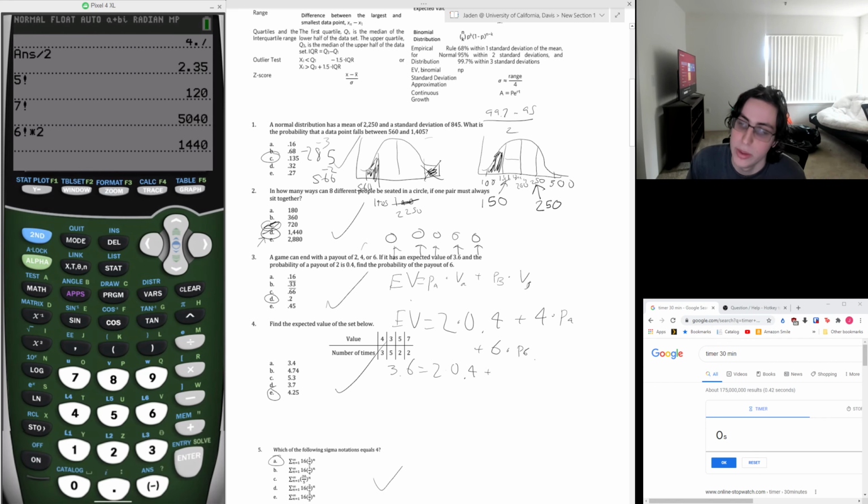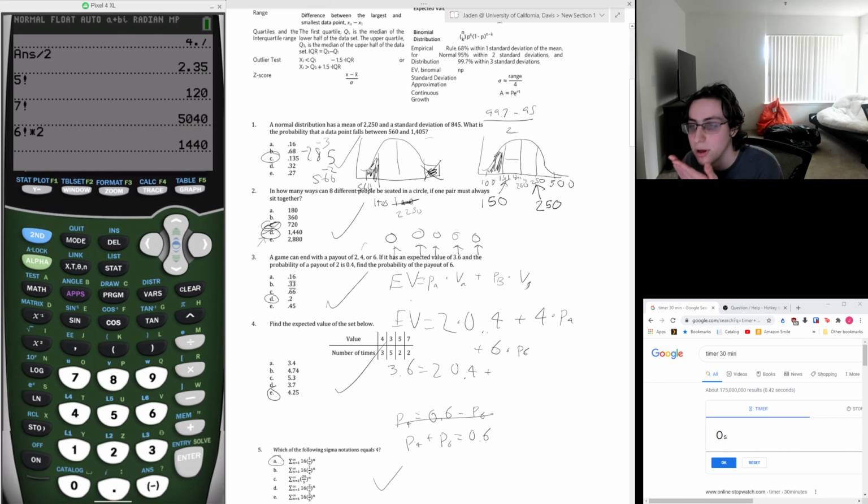There is one other thing that we know that relates these two to each other. The probability of 4 is equal to 0.6 minus the probability of 6. Actually, let me write this another way: probability of 4 plus probability of 6 equals 0.6. Because we know there is a 40% chance of a payout of 2, the combined chance of a payout of 4 or 6 has to be 60%.